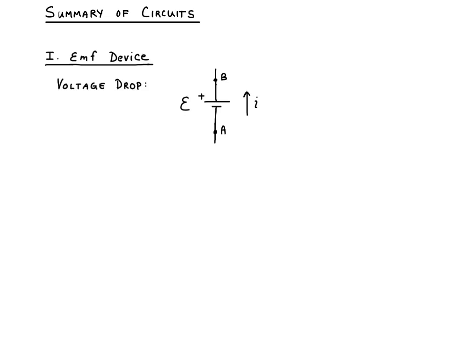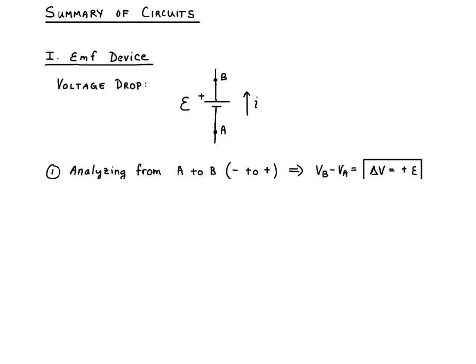You might think this is counterintuitive, but one way to think of it is if you had two batteries, then the potential might be going the other way if B was connected to a much stronger battery, so forcing the current to go through the minus side. So if we analyze a circuit going from A to B, that is from minus to plus, then the voltage drop we get will be plus E because we gain potential.